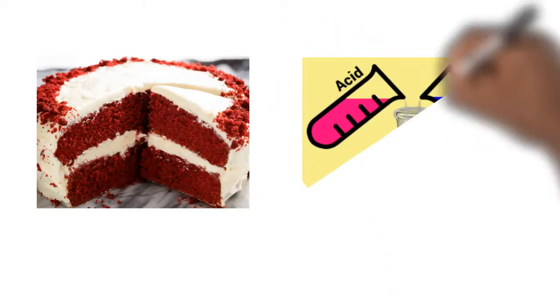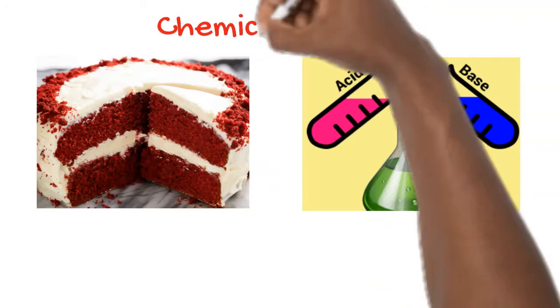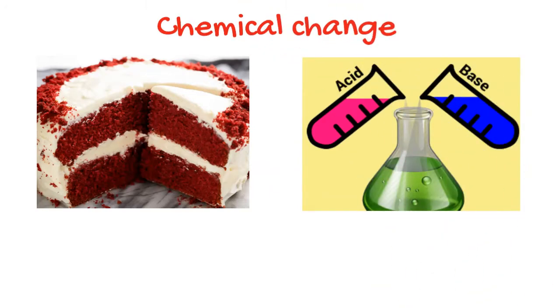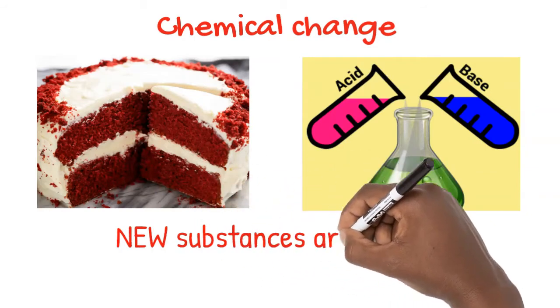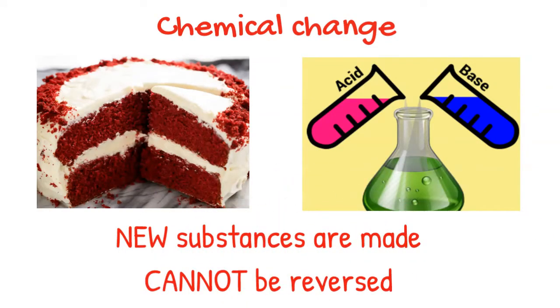So whether baking a cake or reacting an acid with an alkali to form salt and water, these are all chemical changes because, unlike physical changes, new substances have been made and it's nearly impossible to reverse.